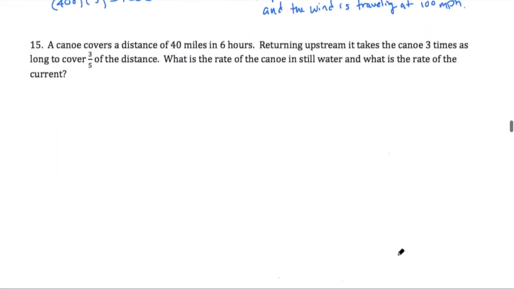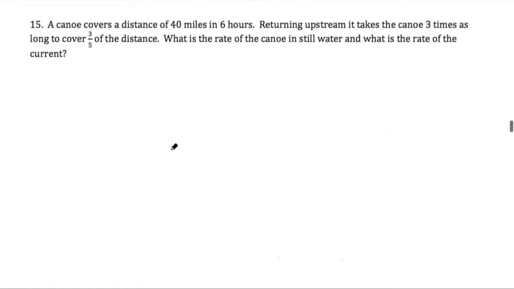They're going to try to throw a little extra tricks at us, but nothing to fear. So a canoe covers a distance of 40 miles in 6 hours. Returning upstream, it takes the canoe 3 times as long to cover 3/5 of the distance. Okay, let's go ahead and set up our distance, rate, time little table here.